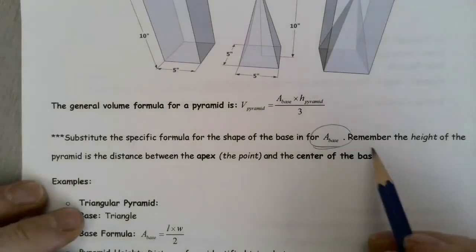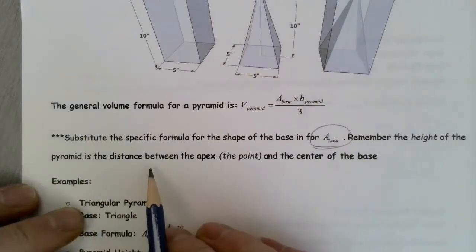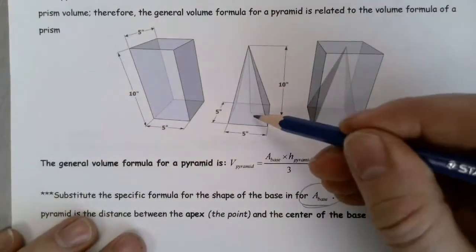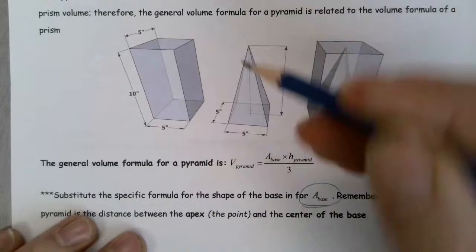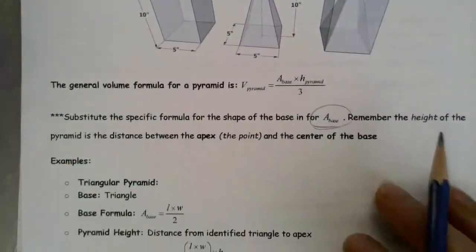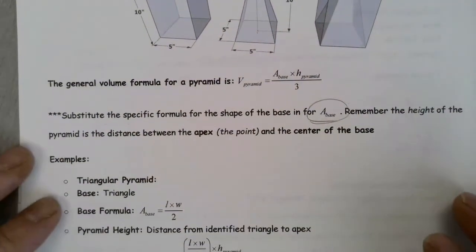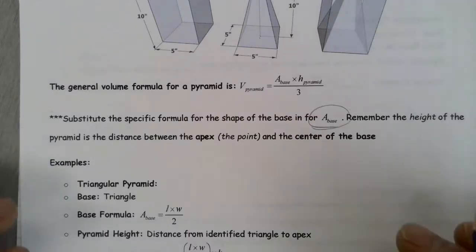Then we multiply by the height, which is the distance from the center of that base to the apex. And then we just divide by 3 to get the volume of the pyramid. Now let's take a look at some examples of how that works.